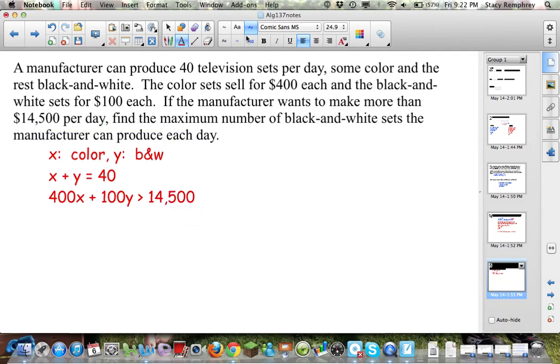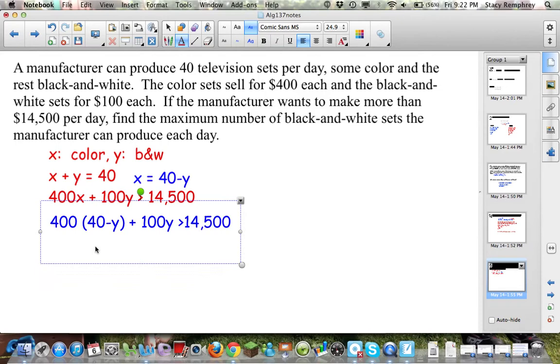Now, it asked me to find black and white. Black and white I have represented by Y. So I'm going to solve this for X. I'm going to come down here and plug that in for X. Oops.